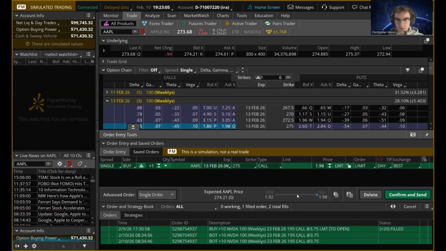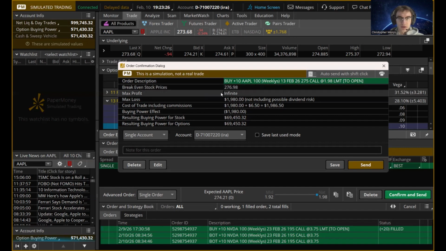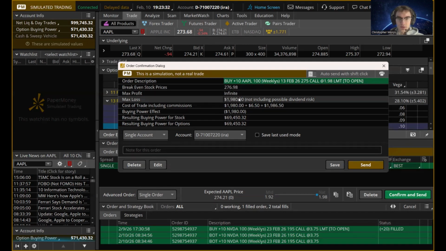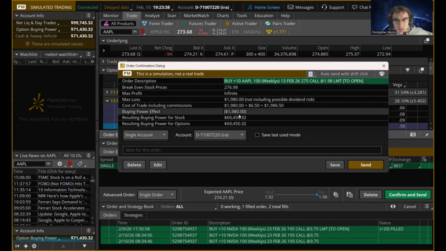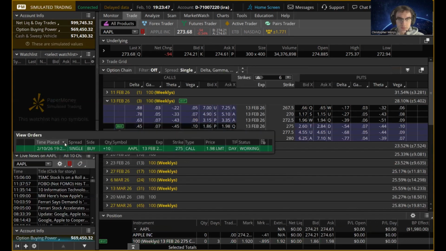All right. And if you want to fulfill this order, press confirm and send. It'll pop up a bunch of additional information. For your call to break even, you would need Apple's stock price to go to 275.98. Max profit is infinite for a call. Max loss is the premium, the cost you'll have to pay. And just press send, and it went through.